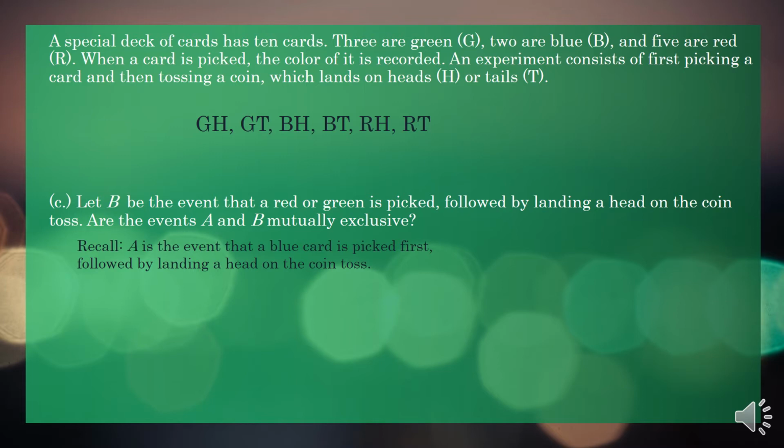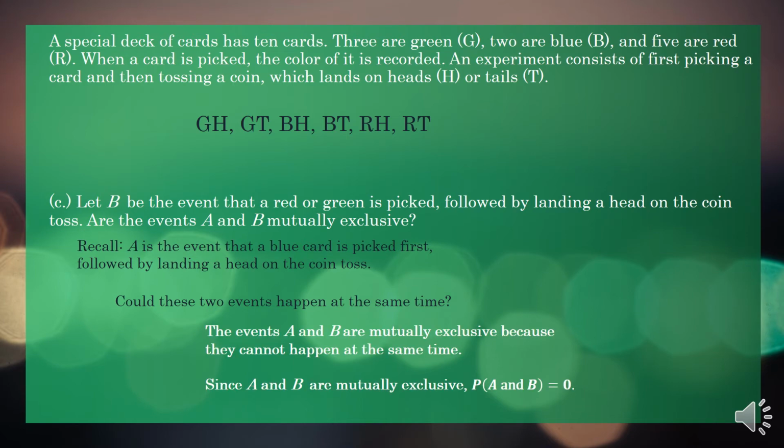A deals with having a blue card picked first. Event B deals with having a red or a green picked first. So these two events could not happen at the same time. And since those two events could not happen at the same time, the events A and B are called mutually exclusive. You couldn't have a red or a green card that was simultaneously blue. And since A and B are mutually exclusive, one of our probability rules tells us that the probability of event A and event B is equal to 0.